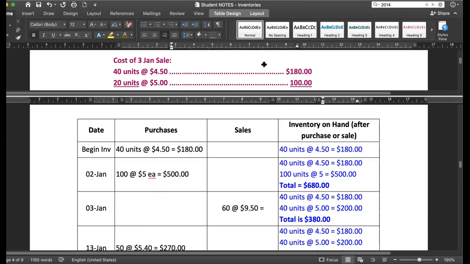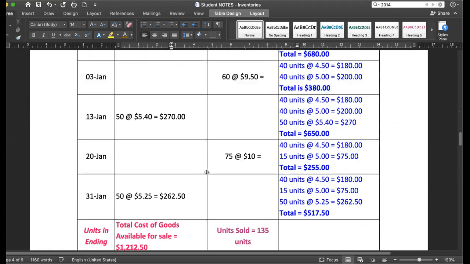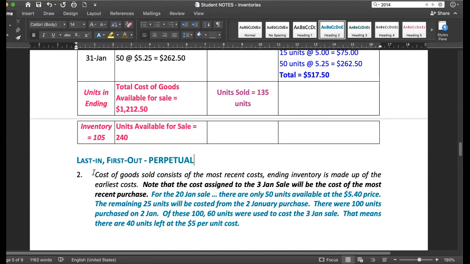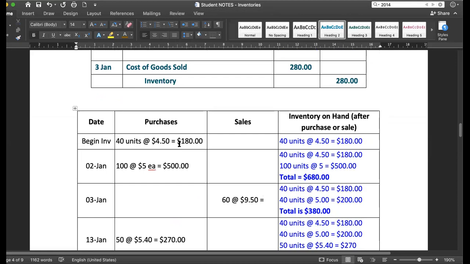Now, let's go ahead and take a look then at the LIFO method. All right, so last in, and this is LIFO Perpetual. Now, LIFO Perpetual means that every time we make a sale, the cost of goods sold is going to be based upon the most recent purchase costs. All right, so I've done this already for you, but let me just go over it.